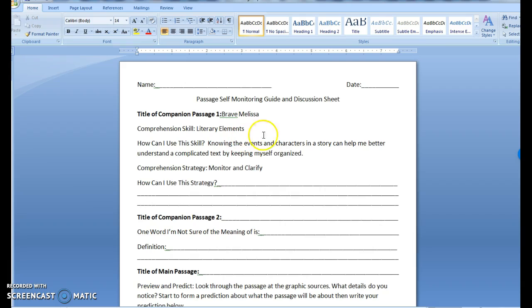This last part's really important. Simply saying that it'll help you understand doesn't really show that you understand the skill. The keeping myself organized part, however, shows that you do understand that looking at the characters and understanding how a story's organized is going to be effective in helping you know what's happening. All right, let's go on to the strategy.